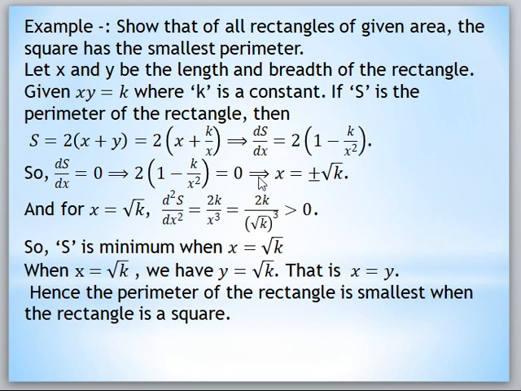So we find out ds by dx, the first derivative, and make that ds by dx equal to 0. That gives us two values of x, plus minus root k. So these are the two turning points.